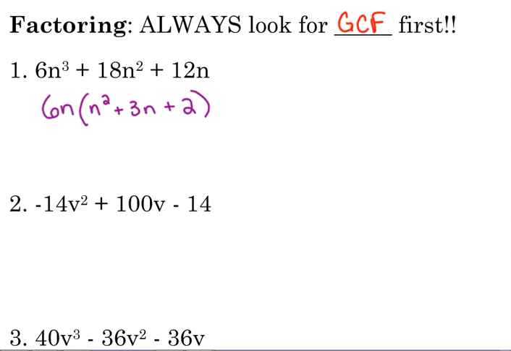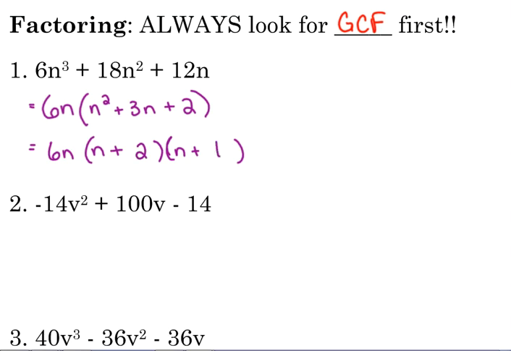After we take out the GCF, then we need to ask ourselves, well, can we factor this a little bit further? And we can. Okay, two sets of parentheses. N times n gives us n squared. The 2 is positive, so that means we have the same signs. The 3 is positive, so that means they're both positive. What multiplies to give us 2 and adds to give us 3?